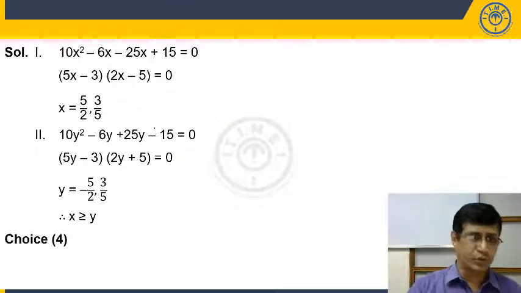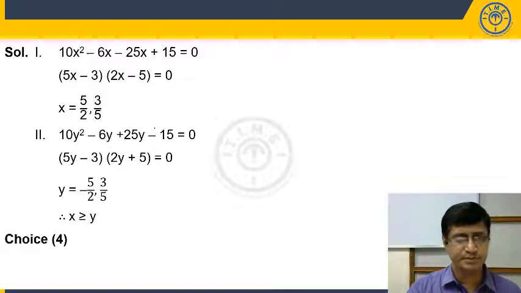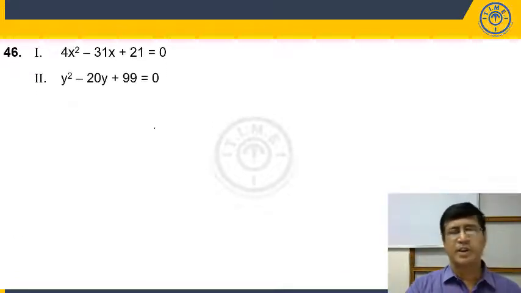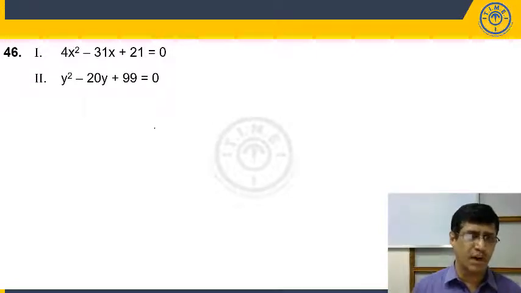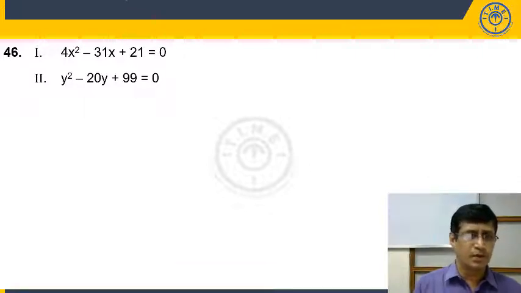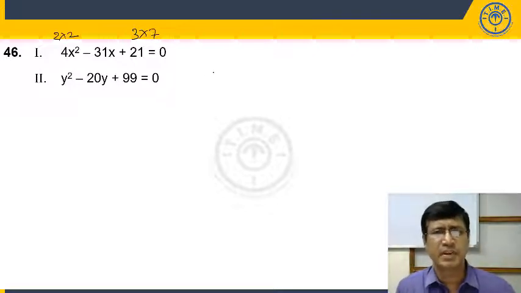Now look at the type of solution for the same. Now one more example based on the same quadratic equations. 4x square minus 31x plus 21 is equal to 0. So what are the factors here? 4x square means 4 means 2 into 2. Here I am expressing this as 3 into 7, means I am expressing it as a product of prime factors.